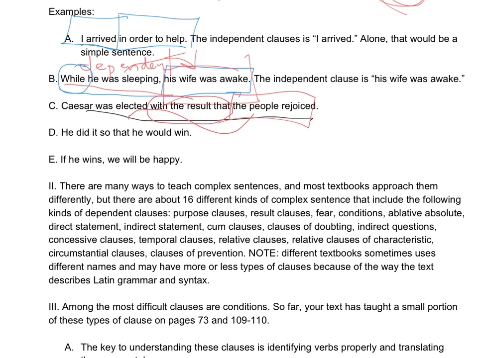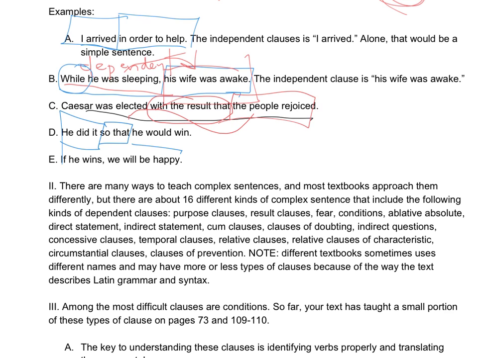Letter D says, he did it so that he would win. He did it is a complete sentence. It's a simple sentence. So that joins this second sentence, he would win. That is a complex sentence with one clause, so that he would win, dependent upon the first one, he did it.